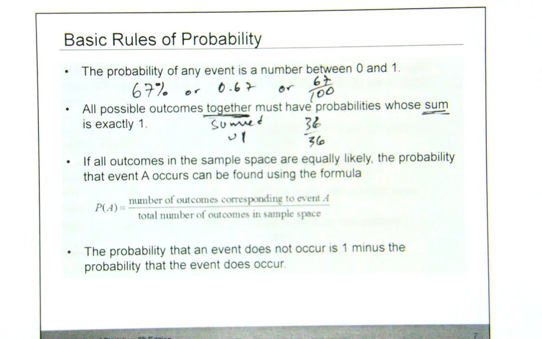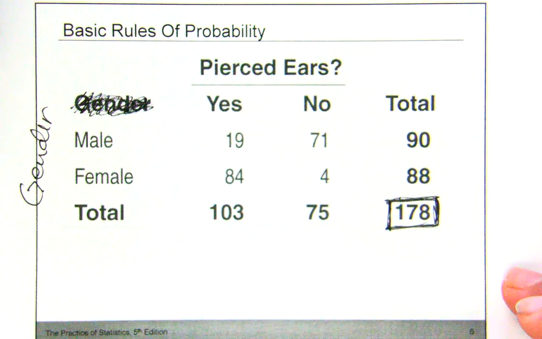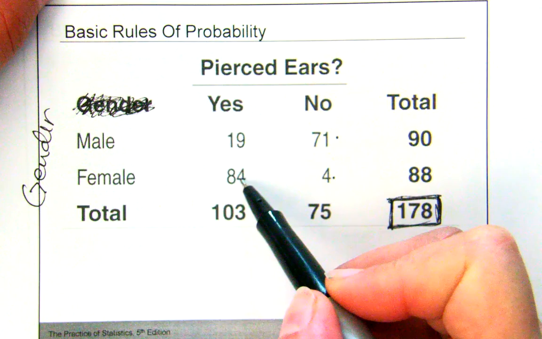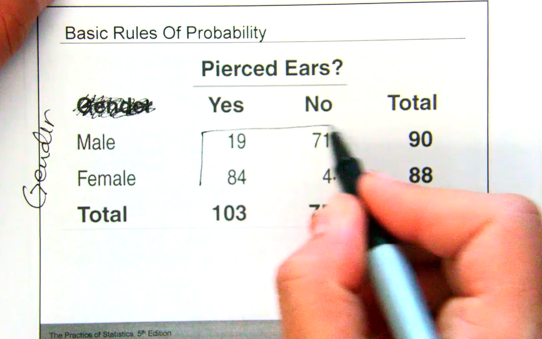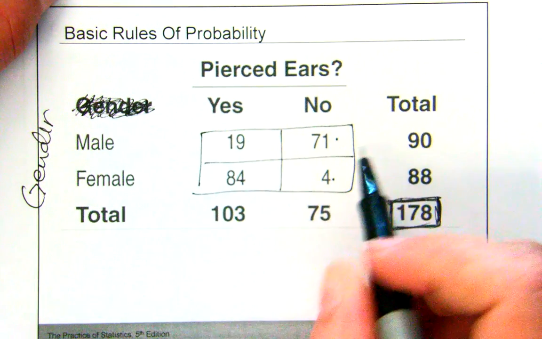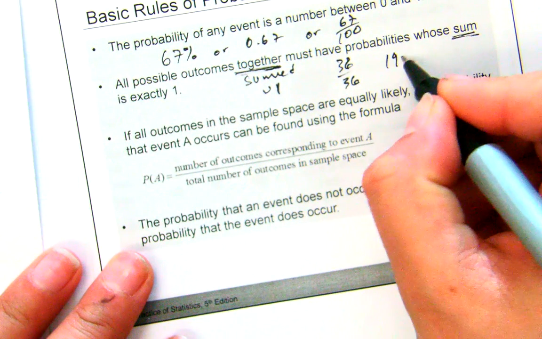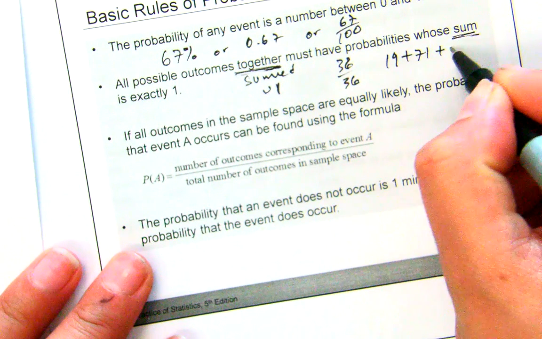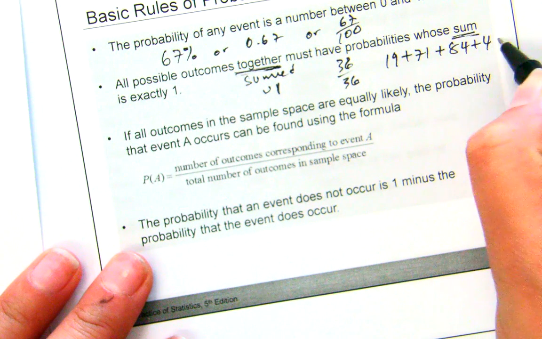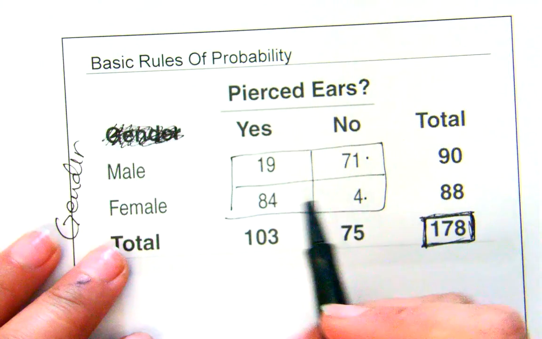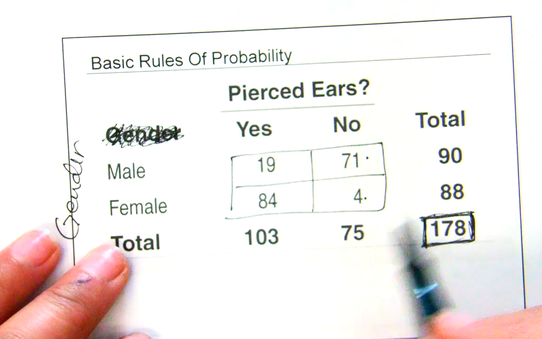Or in the case of my pierced ears and my students, if I add up 19 plus 71 plus 4 plus 84, this box right here, if I add up these 4, then I should get 178. So 19 plus 71 plus 84 plus 4 should equal 178. That's my total. It's these guys in here: 1, 2, 3, 4. Not the total sides.